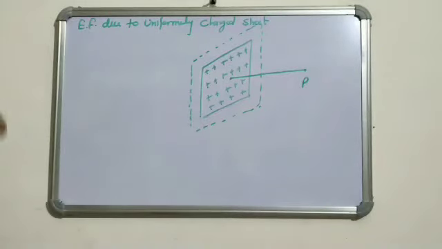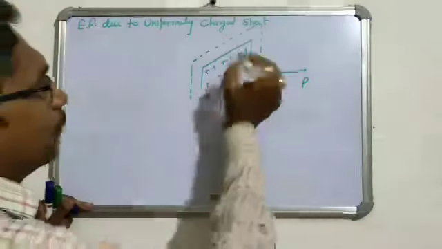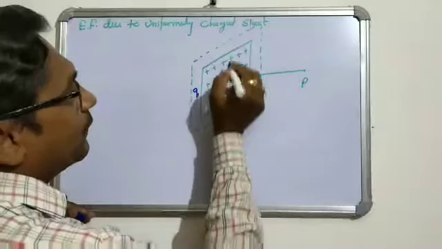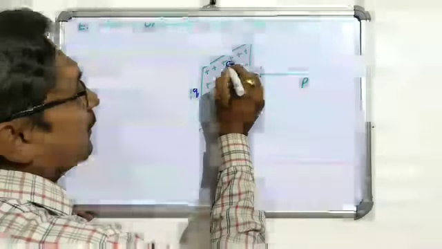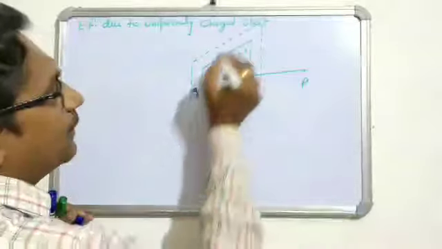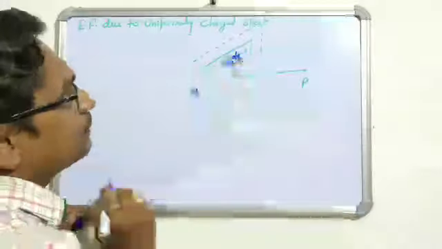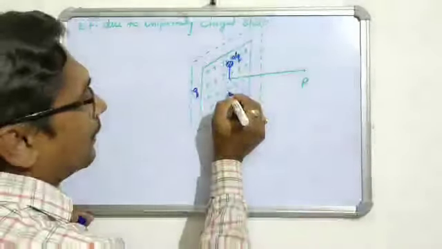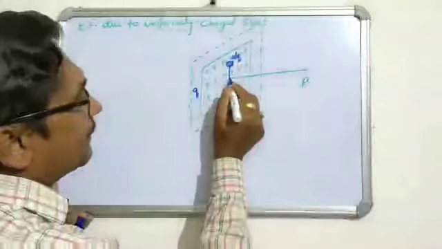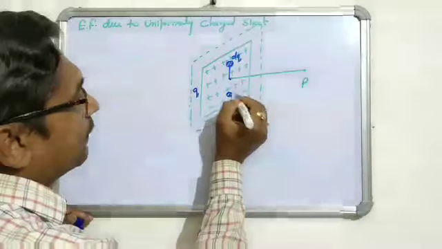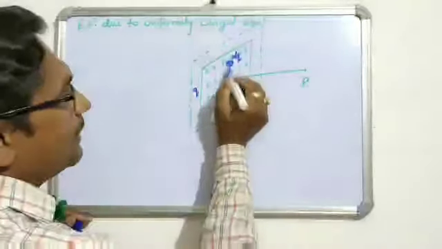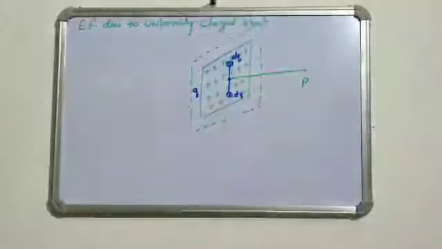We assume two small segments of this sheet. The total charge on the sheet is q. Because the charge distribution is uniform, the charge on this small segment is dq. Similarly, we take the same segment at the same distance on the other side of the center point. This is also dq. Both distances are equal, so these two segments are in the same situation with respect to the point.